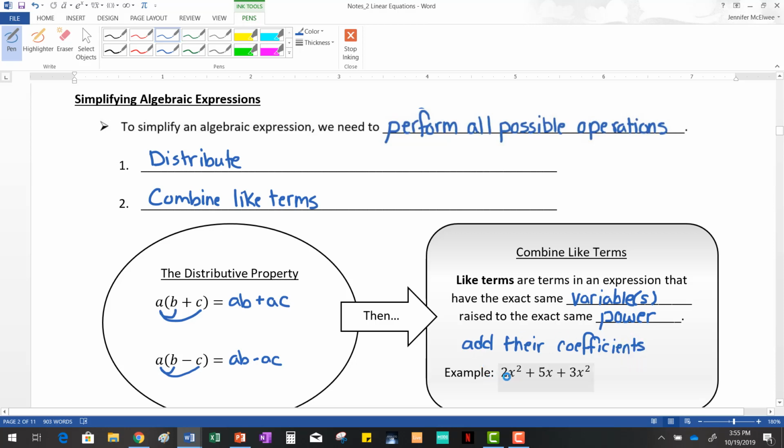So in this example, I have 2x squared plus 5x plus 3x squared. There are two terms that are like terms, and there is one term that is not. Because the x in 5x is not being raised to the second power, only 2x squared and 3x squared are like terms in this expression. To combine them, this is 2x squared, and there's a plus in front of that 3x squared, so we're going to add. 2 plus 3 gives me 5, so I now have 5x squared. Because that 5x does not have any like term with it, it just comes down with the rest of the problem.